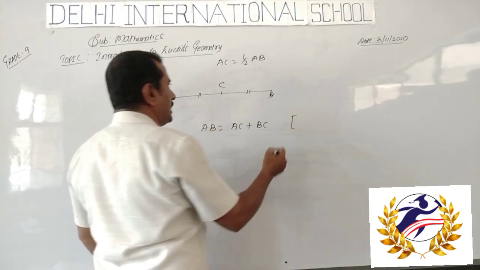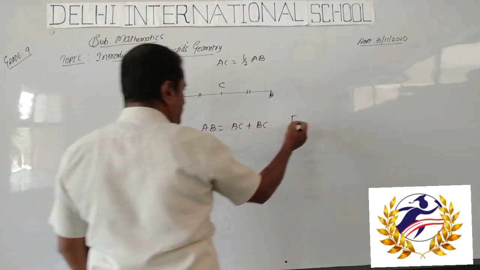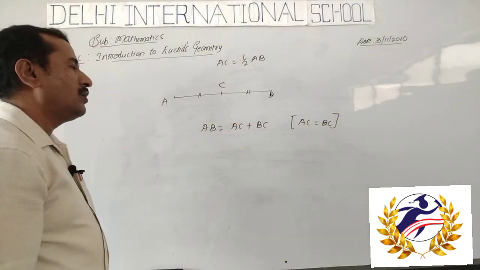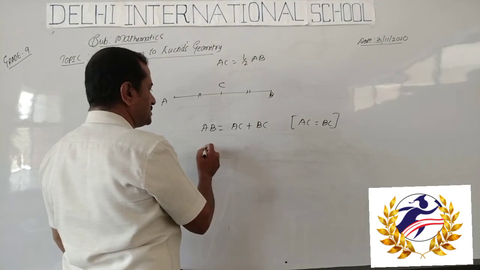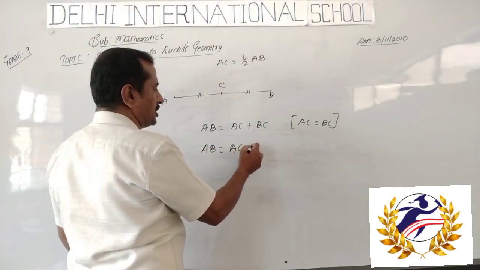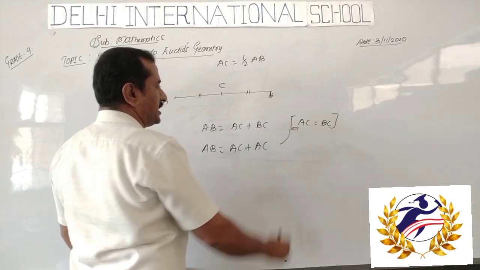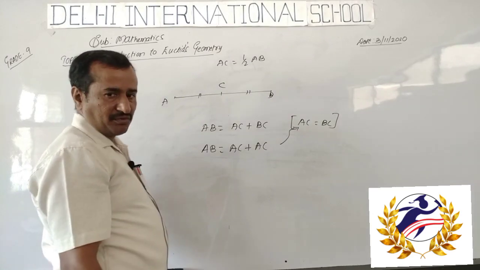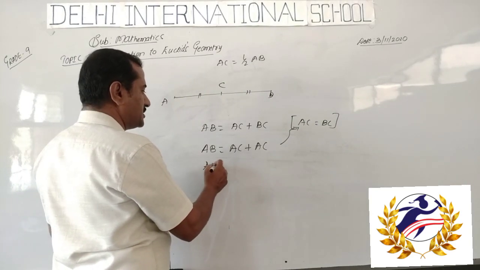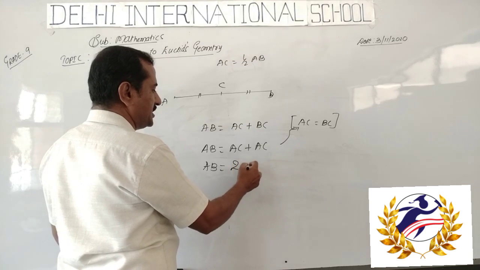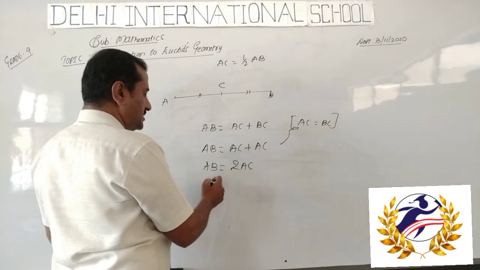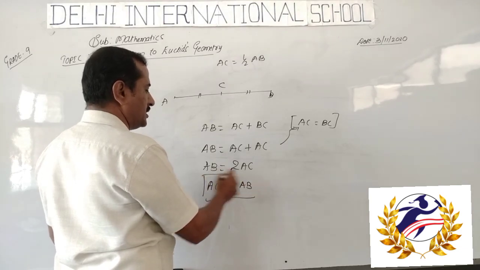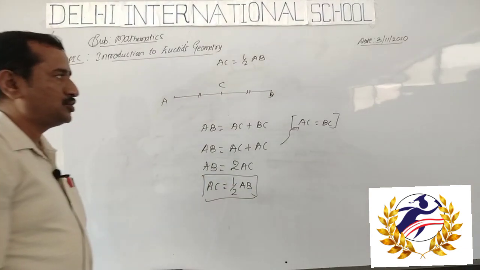Another thing he has given is AC is equal to BC. Now, in place of BC, I am going to substitute AC only, since AC is the same as BC. Now AB is equal to AC plus AC, which is 2AC. If you want AC, AC becomes half of AB. I hope it is clear to you. You got it for 2 marks.